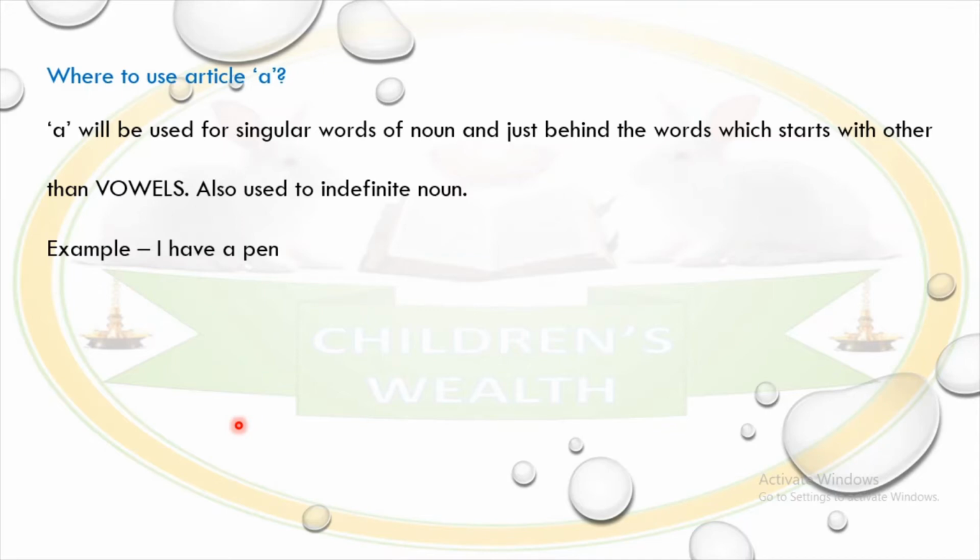And also in this example, I have a pen means it is an indefinite sentence. We are just saying I have a pen, but I don't know which pen, which color pen, or what it belongs to, so it is indefinite actually.